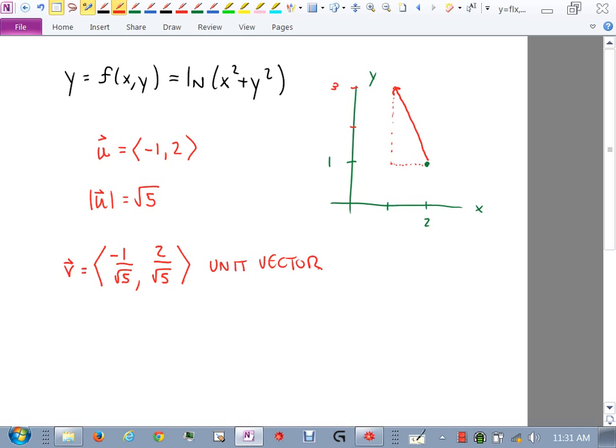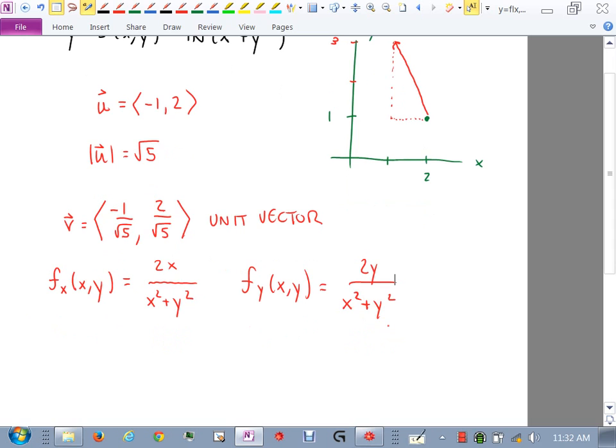We also need some partials, right? What's the partial of f with respect to x? What is it? 1 over x squared plus y squared times the derivative of what's in there, 2x. So let's just put 2x over x squared plus y squared. And what is the partial of f with respect to y? 2y over x squared plus y squared.